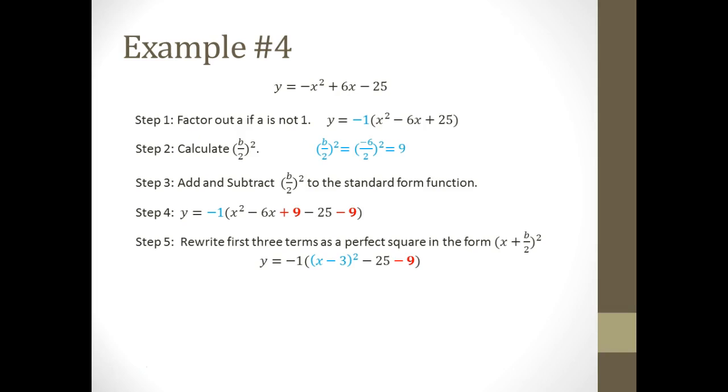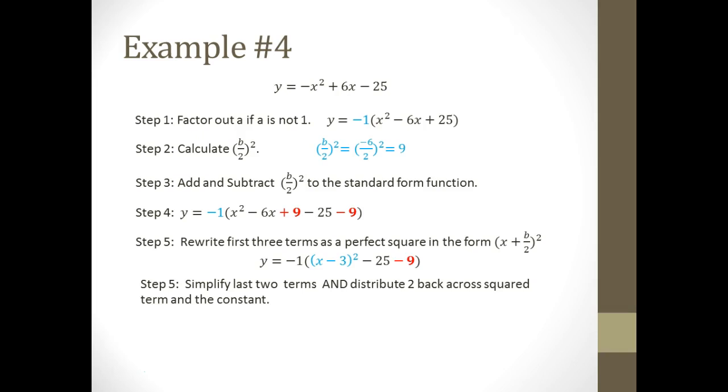And we have our last two terms hanging out. Now our last step is to go ahead and combine those last two terms. We're going to end up with negative 34. And then we're going to distribute, sorry, that's a typo, the negative 1 across the squared term and the constant. So we end up with negative 1 times x minus 3 squared plus 34.